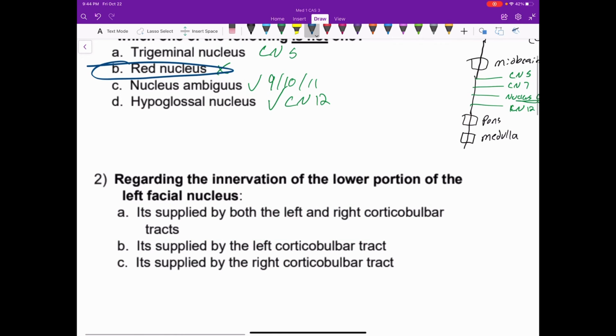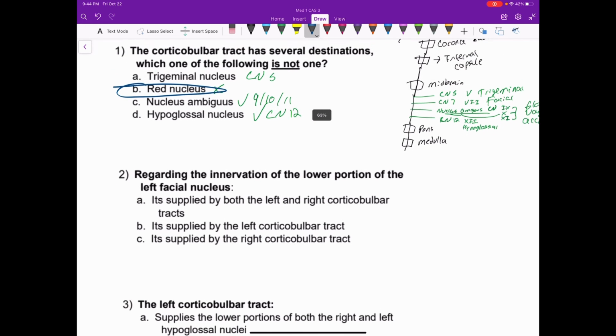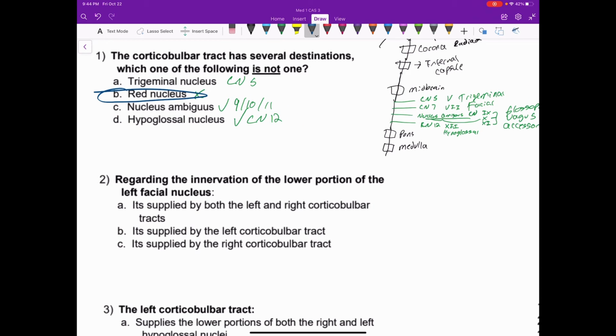Okay, continue down. Regarding the innervation of the lower portion of the left facial nucleus. Okay. What are they asking us? It's supplied by both the left and right corticobulbar tracts? Maybe. It's supplied by the left corticobulbar tract, or is it supplied by the right corticobulbar tract? Okay, so what was the facial nucleus? We said it was cranial nerve what? Cranial nerve 7, VII.